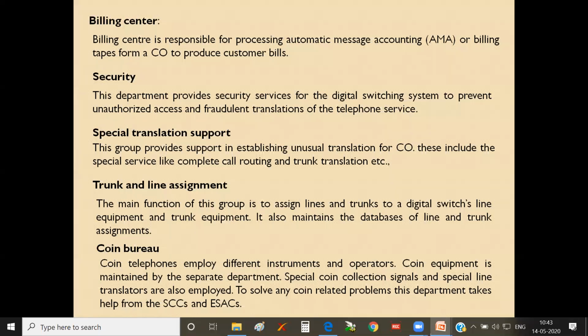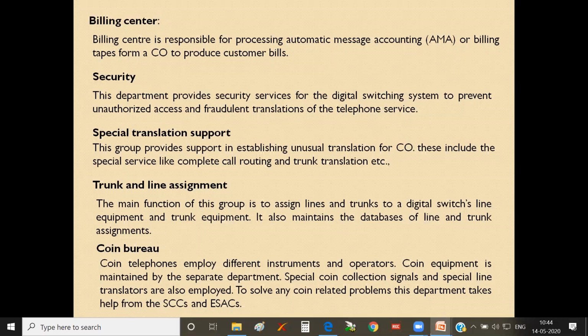So depending upon the subscribers, if we need the complete call routing to connect a call from one subscriber to the other subscriber, at that requirement we need a special translation report or translation support. Okay, and even in the case of trunk translations. Okay, trunk and line assignments. The main function of this group is to assign lines and trunks to a digital switch's line equipment and trunk equipment. It also maintains the database of line and trunk assignments.